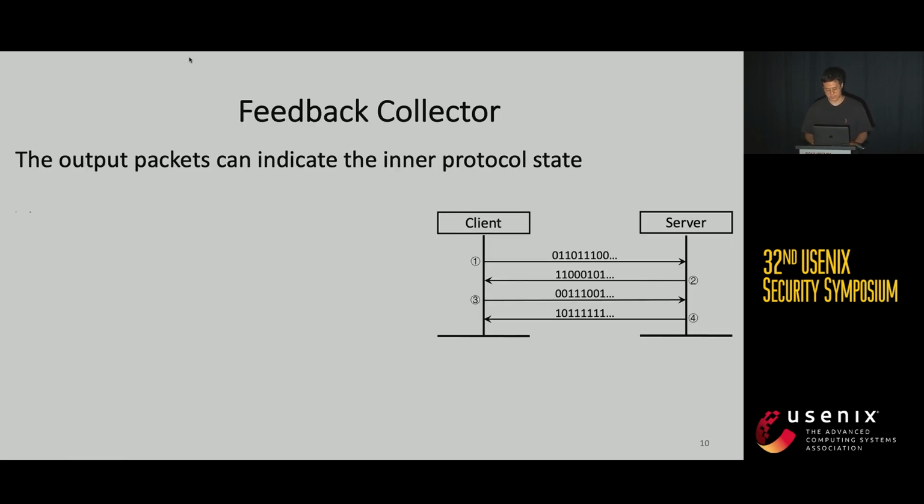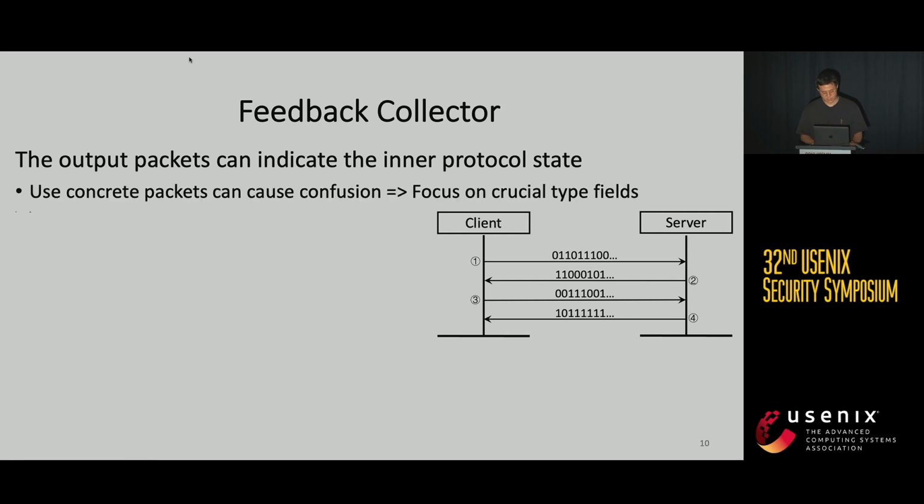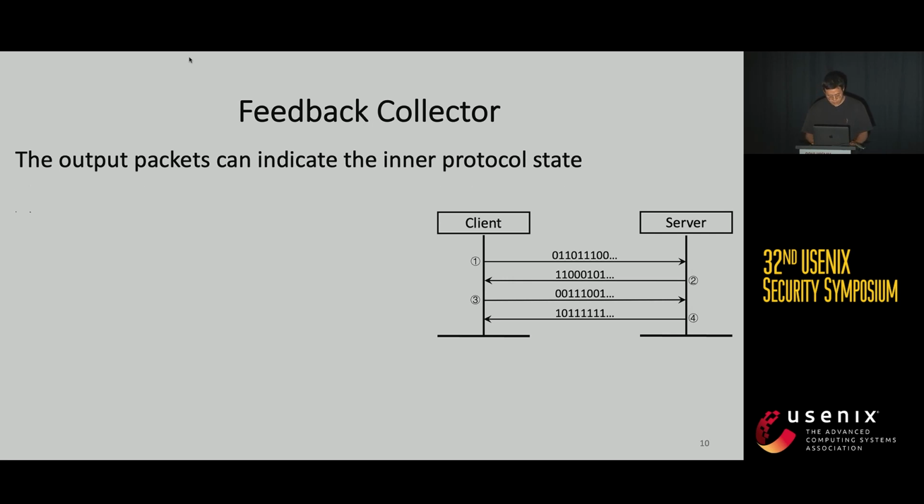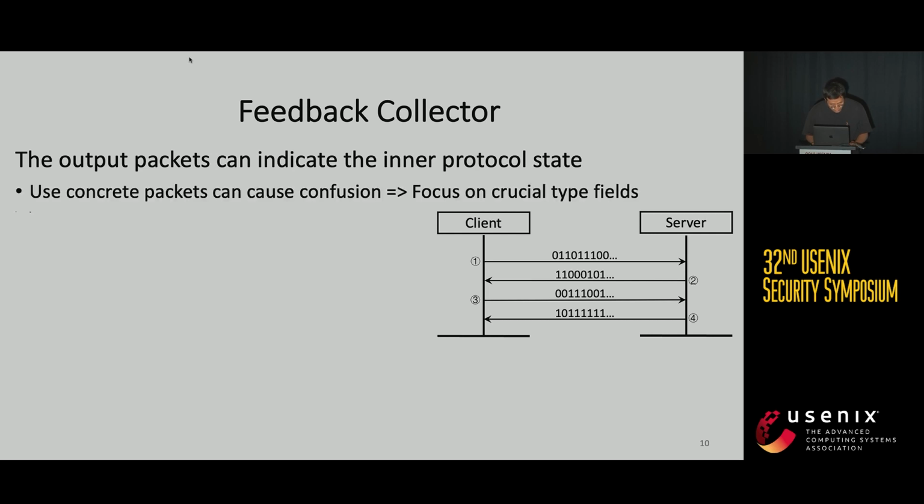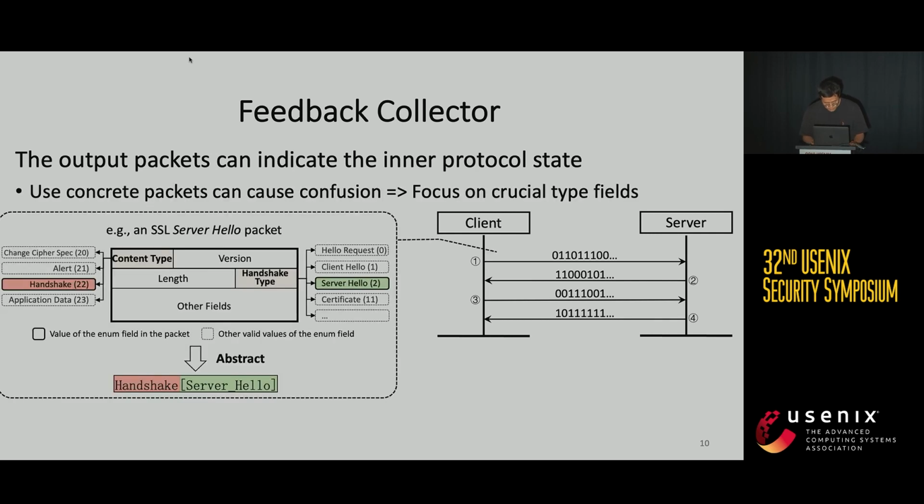First, we introduce a non-invasive feedback mechanism. We analyze the system output. The insight is that the output packet sequence reveals the inner protocol state. However, direct use of the concrete packet can cause confusion. Using this TLS server hello packet as an example, the version and length fields aren't closely related to the states, and the possible values can be vast.